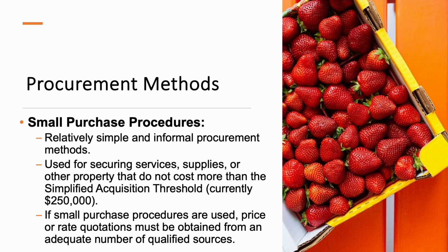Next is procurement by small purchase procedures. This is a relatively simple and informal procurement method, which may be used for securing services, supplies, or other property that does not cost more than the simplified acquisition threshold, which is currently $250,000. If small purchase procedures are used, price or rate quotations must be obtained from an adequate number of qualified sources. Note that the adequate number is not defined, as it depends on what makes sense for each procurement.